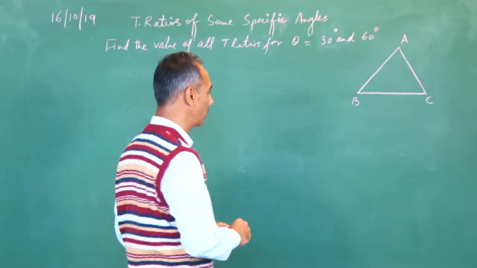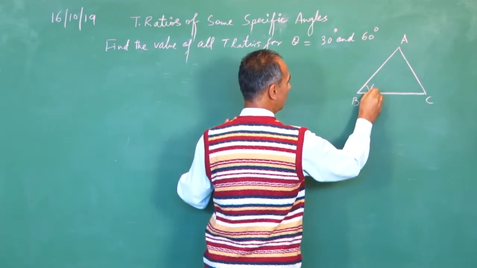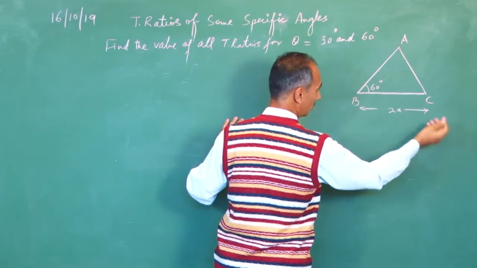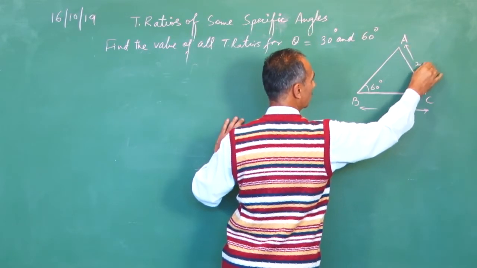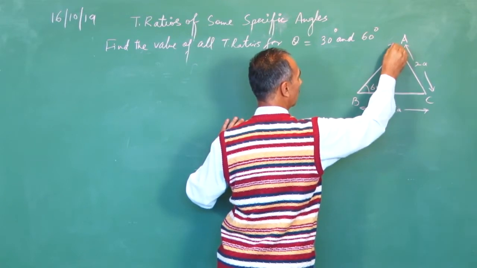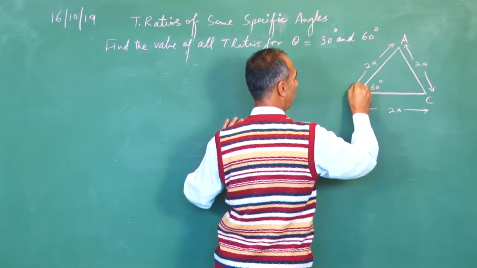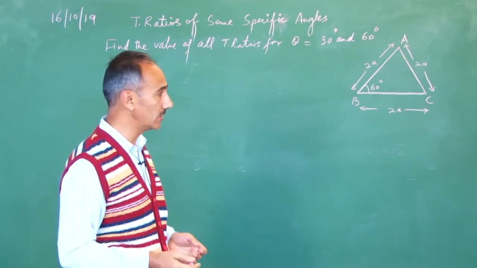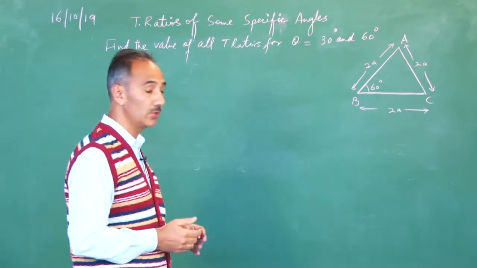Each angle is 60. So this angle is 60. And let me take BC as 2A. You could take A also. This is also 2A. On any length, all three lengths are equal. So I have to derive T ratios. That means you need a right angle triangle. You don't have a right angle triangle, you have an equilateral triangle.